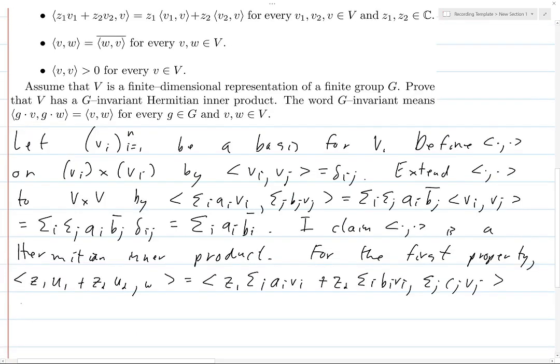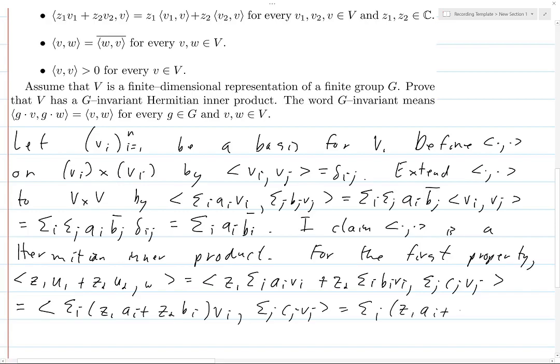Alright, so now let's go from here. We're summing over i in both of these, and so we can combine. Each of these terms in the first coordinate is going to have a corresponding v_1, v_2, v_3, and so if we factor those out, we're going to get the sum over i of z1 a_i plus z2 b_i times v_i, and this, of course, again with sum j, c_j v_j. And now we know how to combine this element. We know by definition that this is a sum of z1 a_i plus z2 b_i and then c_i complex conjugate.